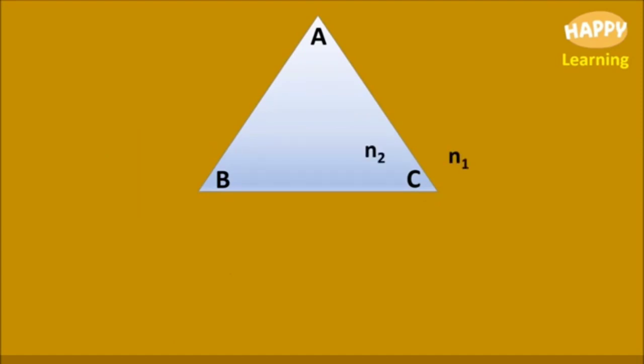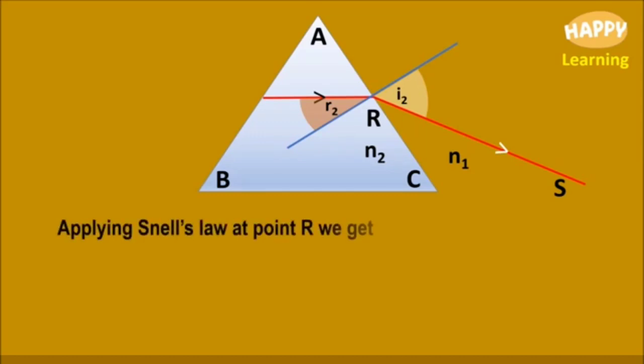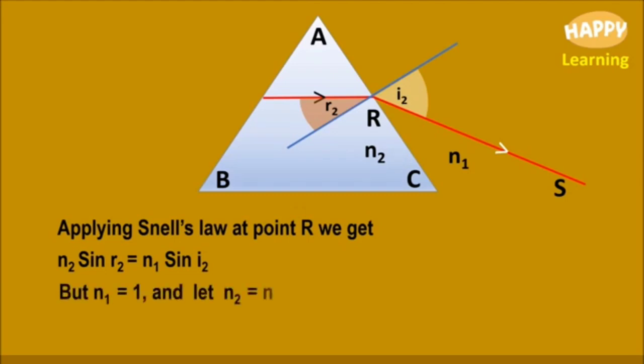Now, on the other refracting surface, QR is the incident ray and this one is normal. So, R2 is the angle of incidence and I2 will be the angle of refraction. Applying Snell's law at point R, we get N2 sin R2 is equal to N1 sin I2. But N1 is equal to 1 and let N2 is equal to N, then N sin R2 is equal to sin I2. Let it be equation number 5.